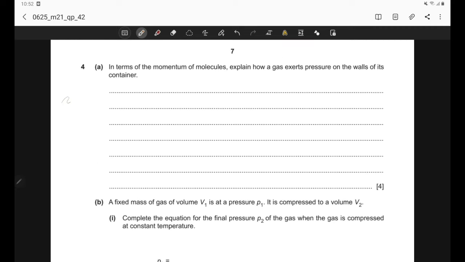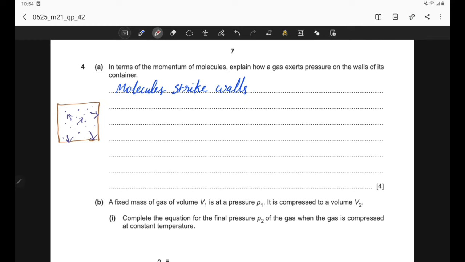So first we can consider a container which consists of air particles, and we know that these air particles are free to move and they move randomly in all directions. So when they move, they will collide with the walls of the container. So that is the first point we can write. Molecules strike walls.